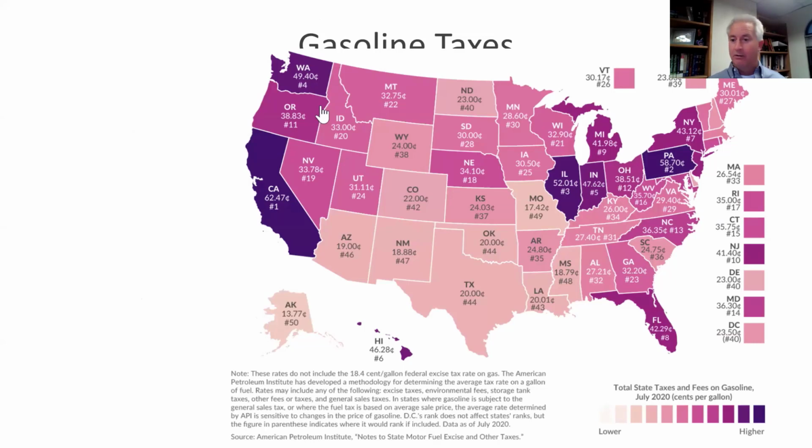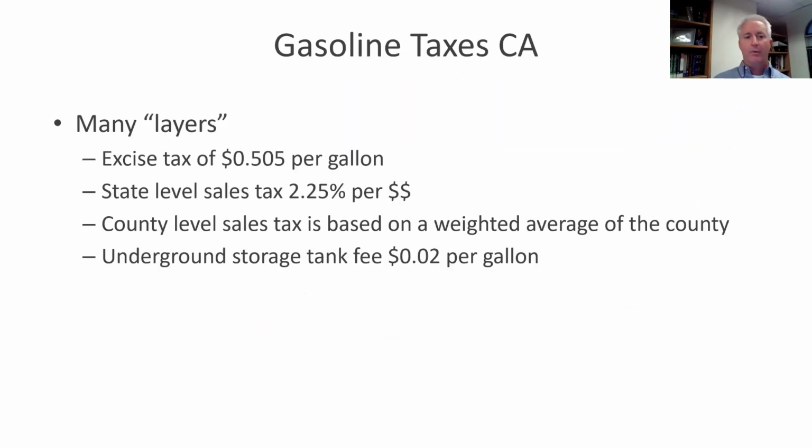If you are residing in the state that has the highest gasoline tax of anywhere in the nation. We're number one. That's California exceptionalism for sure. When we want to break down California's gasoline tax, it starts with an excise tax of 50.5 cents a gallon.